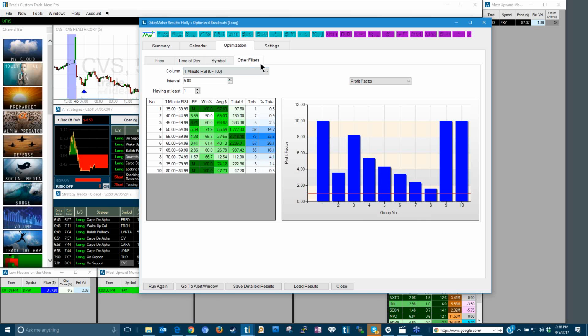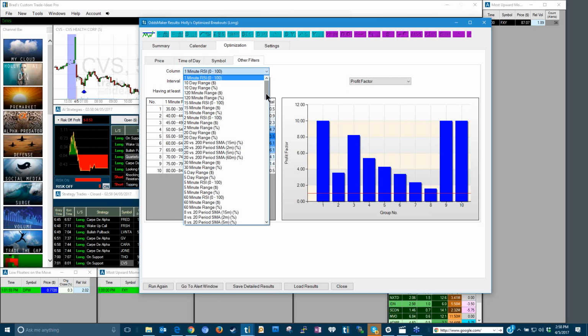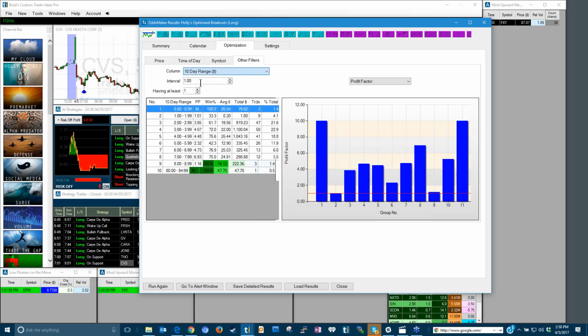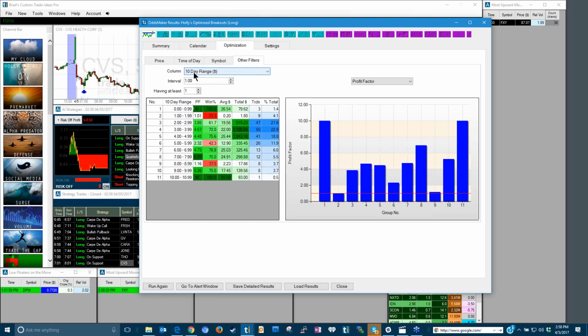But the power is really in the filters, because we have all these filters that are in Trade Ideas. And you can go through this and take a look. This has already been optimized, so there's not going to be a lot of visual here. But the interesting thing is, let's say that $10 range, anything above $8 for a 10-day range just showed 37%, 28%, 20%. So it's telling you that, boy, you weren't very successful when the 10-day range was greater than $8.